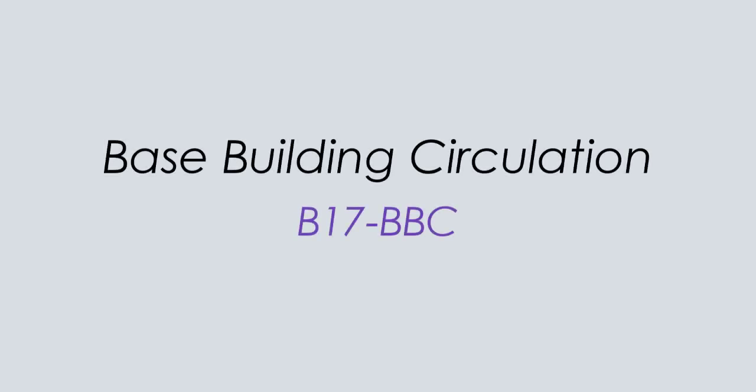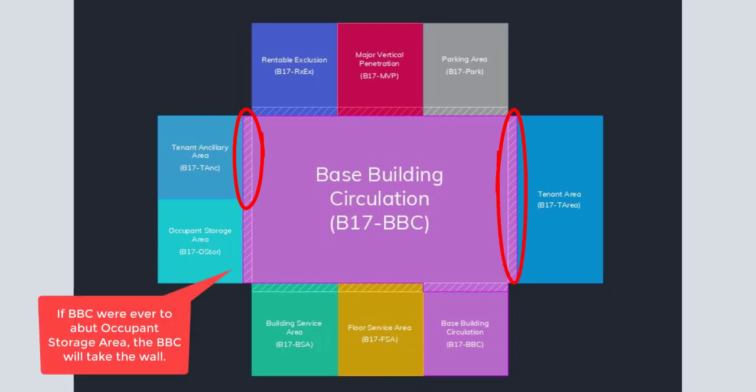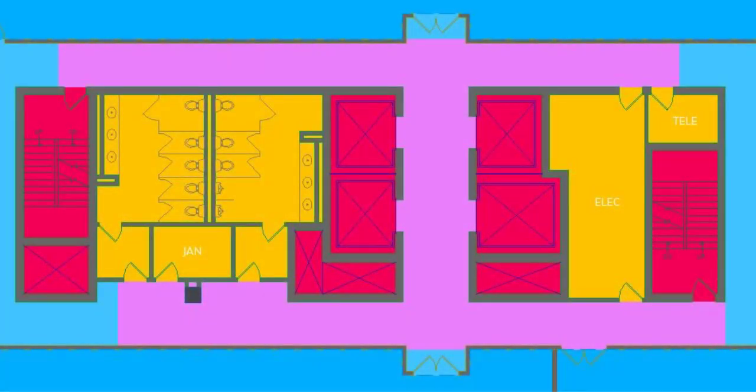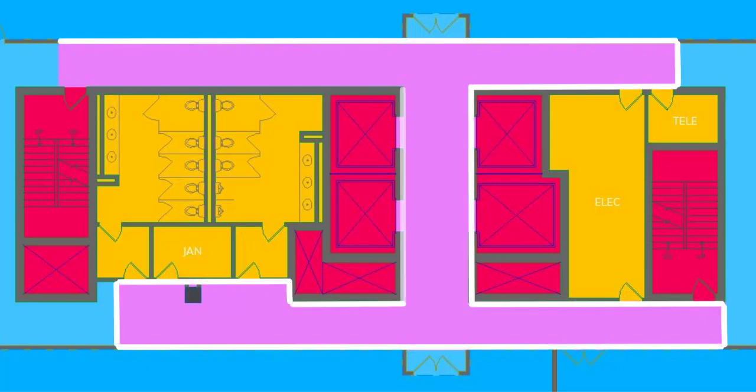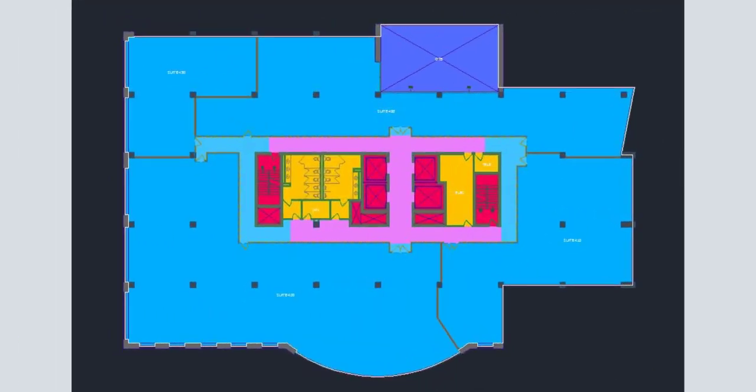Base building circulation, B17-BBC. Base building circulation will only take wall priority against tenant ancillary area and tenant area. It is similar to floor service area because it must exist exclusively for the occupants of a floor. It includes elevator lobbies and corridors, and is established by connecting stairs and elevators to every service room on a floor. Any parts of a corridor that extend beyond these areas are not part of BBC.